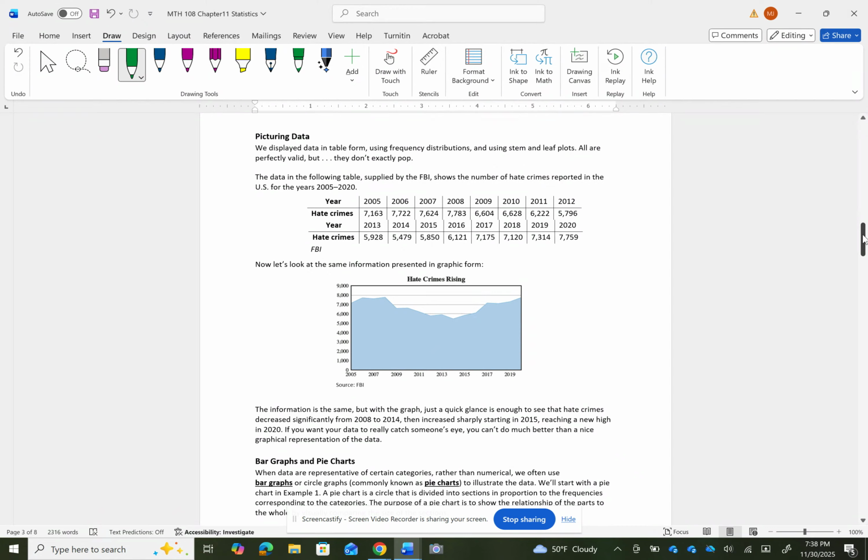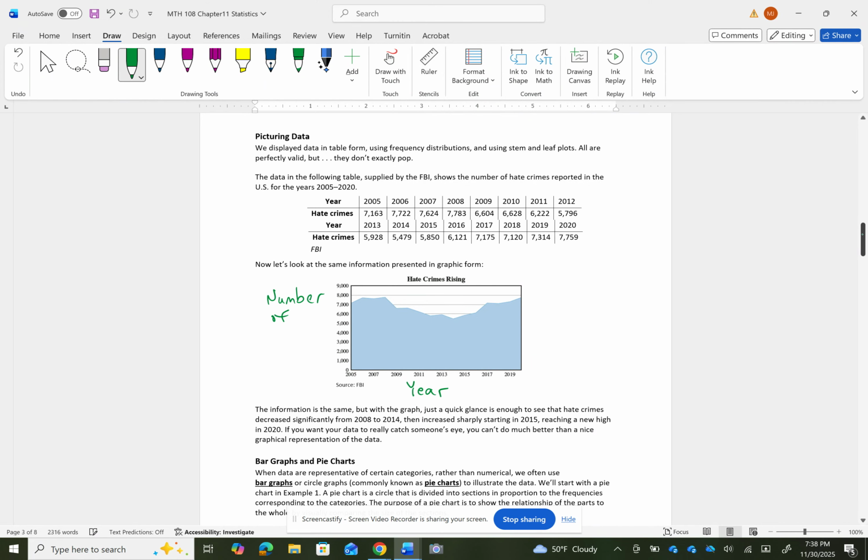Okay, so with this one, this graph was made to give you a sense of what was happening from 2005 to 2020. So what you have are the number of hate crimes reported for each year from 2005 to 2020. So what they did is they made a graph. Across the bottom, they really should label things, but I guess that was obvious, so they felt like they didn't need to. Across the bottom, we have the year, and on the side, we have the number of hate crimes.